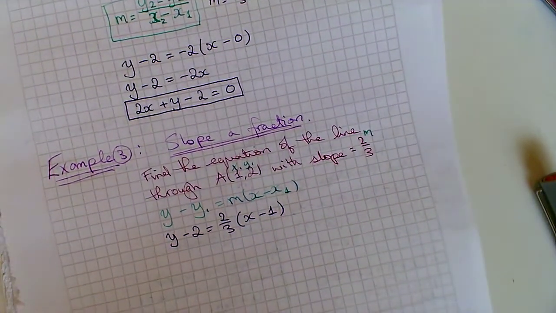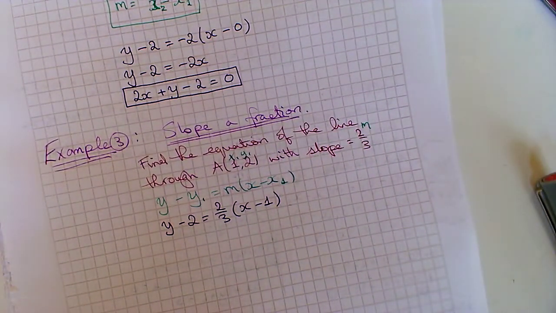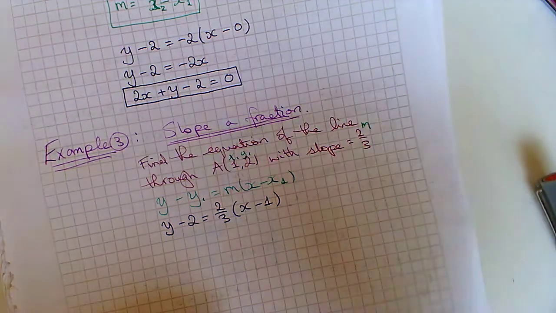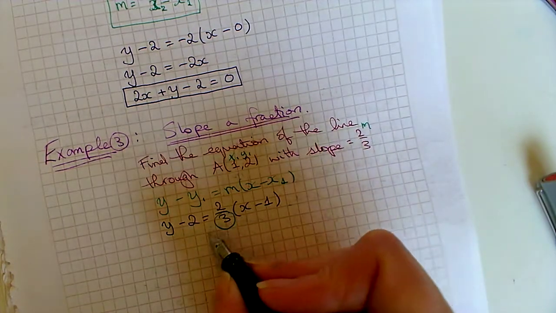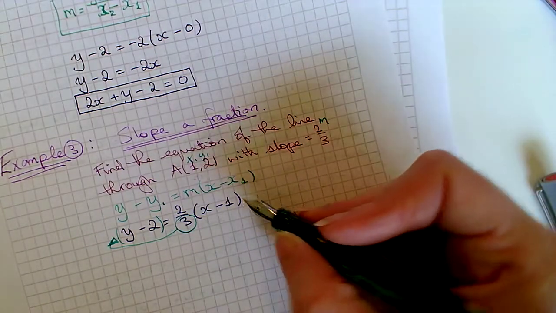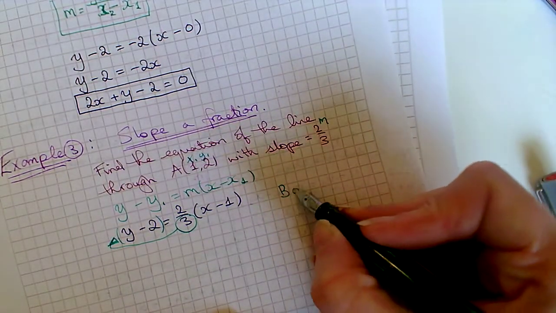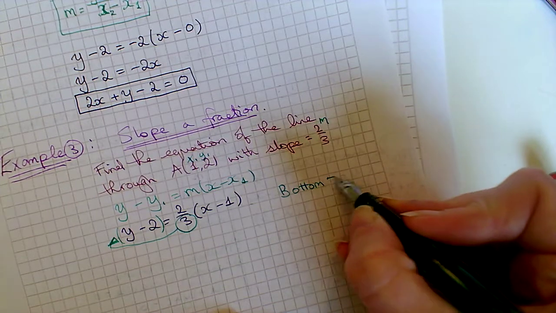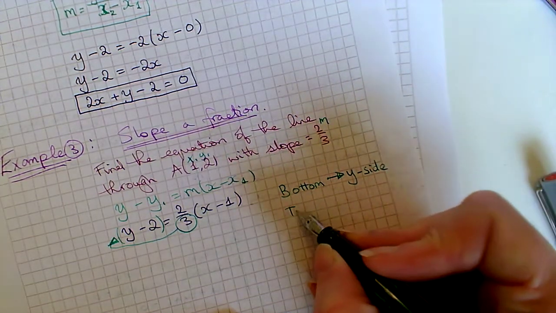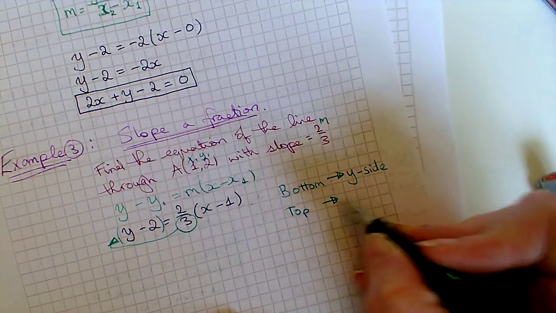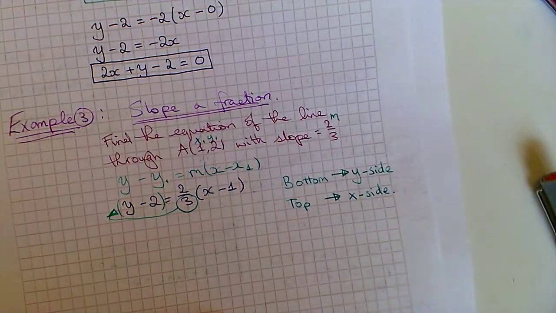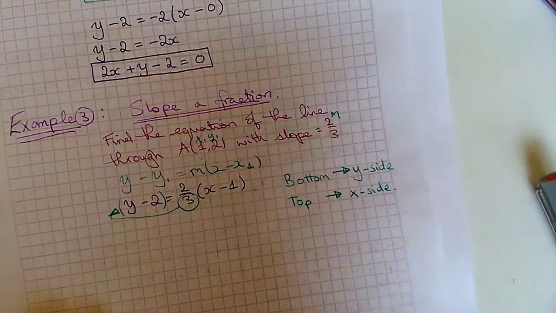Now, here's where I run into a bit of a problem. So we're going to learn a shortcut, and tomorrow I will explain where this comes from. The bottom number will multiply the y side, and the top number will stay with the x. So the bottom number always goes to the y side, and the top number is always going to stay with the x side. We're going to learn that as a fact, and I'll explain why that works tomorrow.